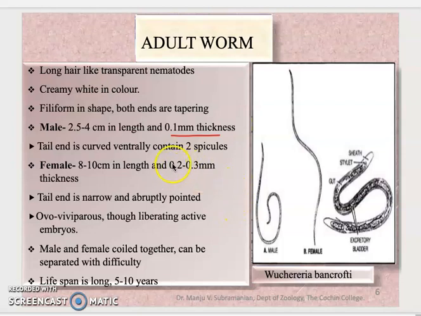Then at the tail end of the male there are 2 spicules. The tail end of the male is slightly curved, as you can see in this picture, and they have the two spicules, whereas the female is about 8 to 10 centimeters in length and 0.2 to 0.3 millimeter in thickness, and both the ends are tapering in the case of the female.